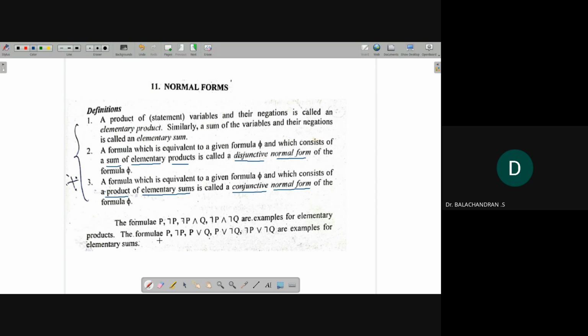For example, negation P and Q, negation P and negation Q are examples of elementary products. Similarly, P, negation P or Q, P or negation Q, or negation P or negation Q are examples of elementary sums.